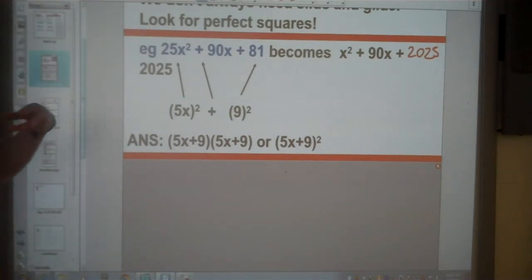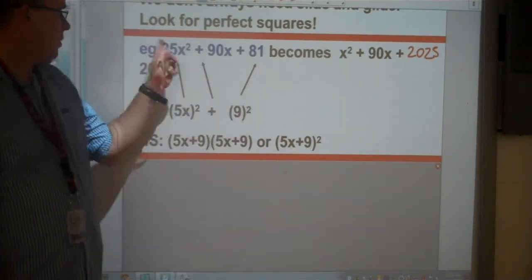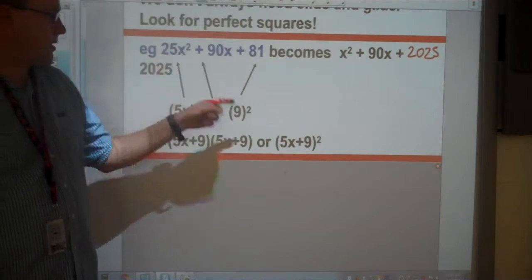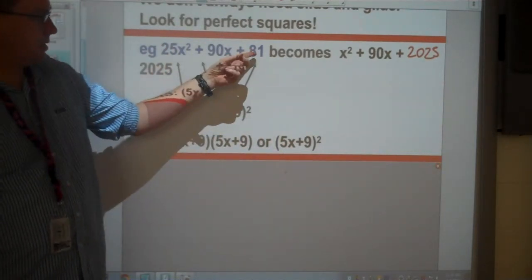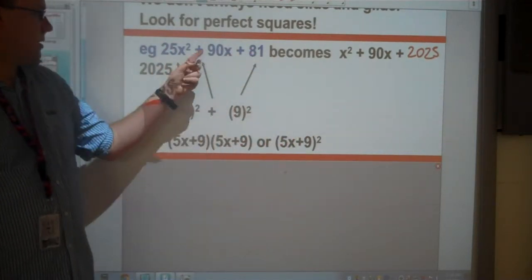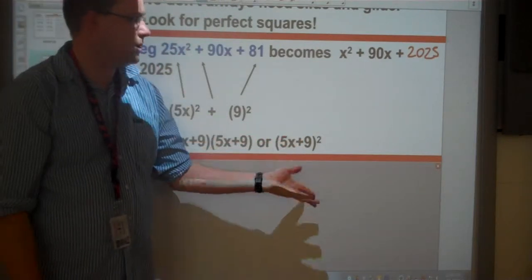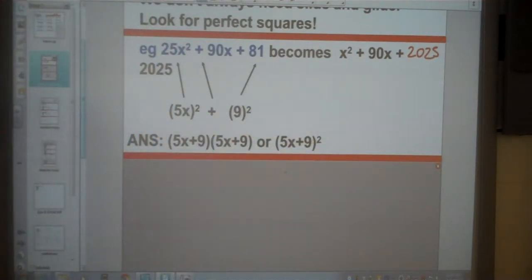So if I was doing this in one step, what I would say is, what times by itself gives me 25x squared? 5x. What multiplied by itself gives me 81? 9. Look at this sign here to give me plus, and then make sure I put it as a square. So that's why we call this perfect squares. Something multiplied by itself gives us that answer.